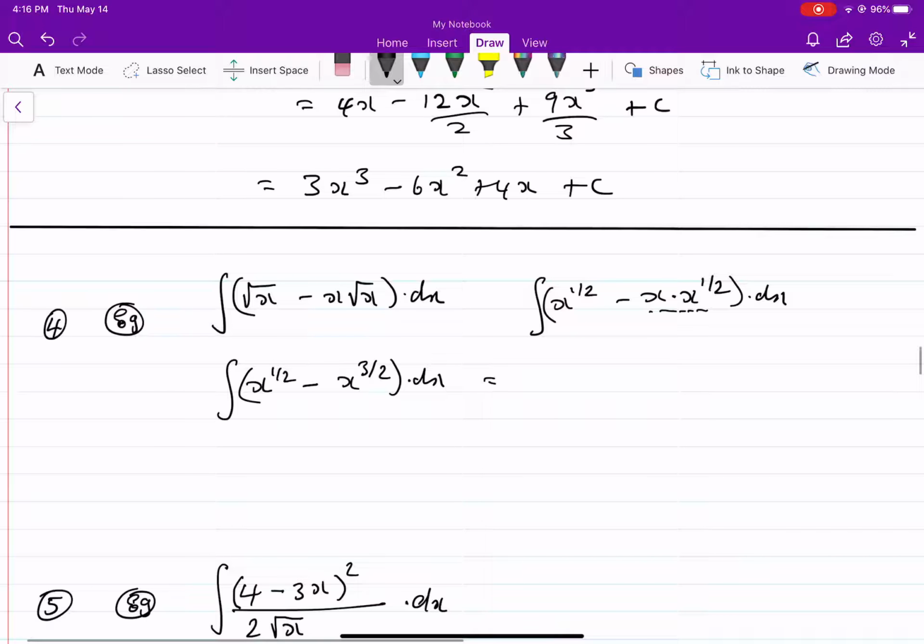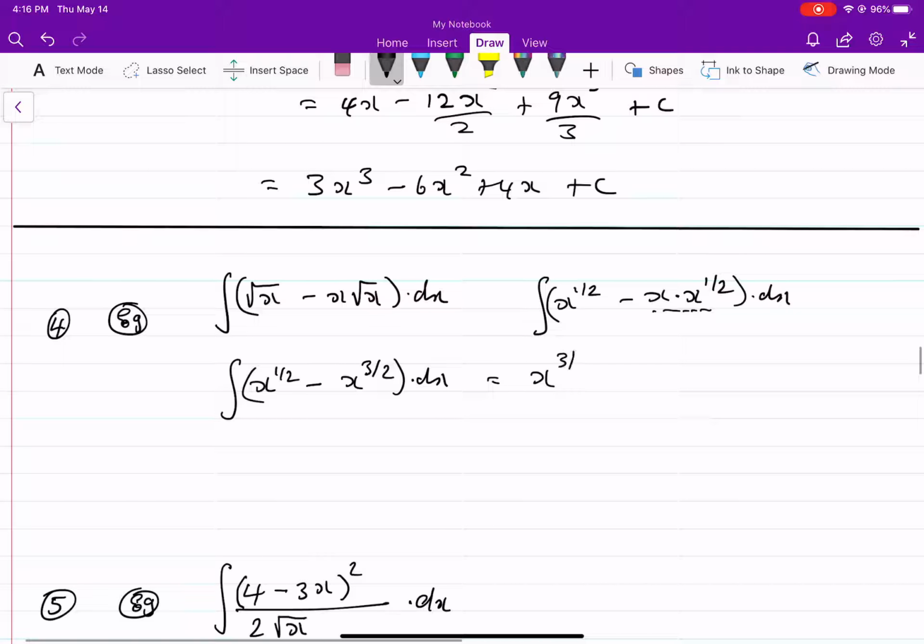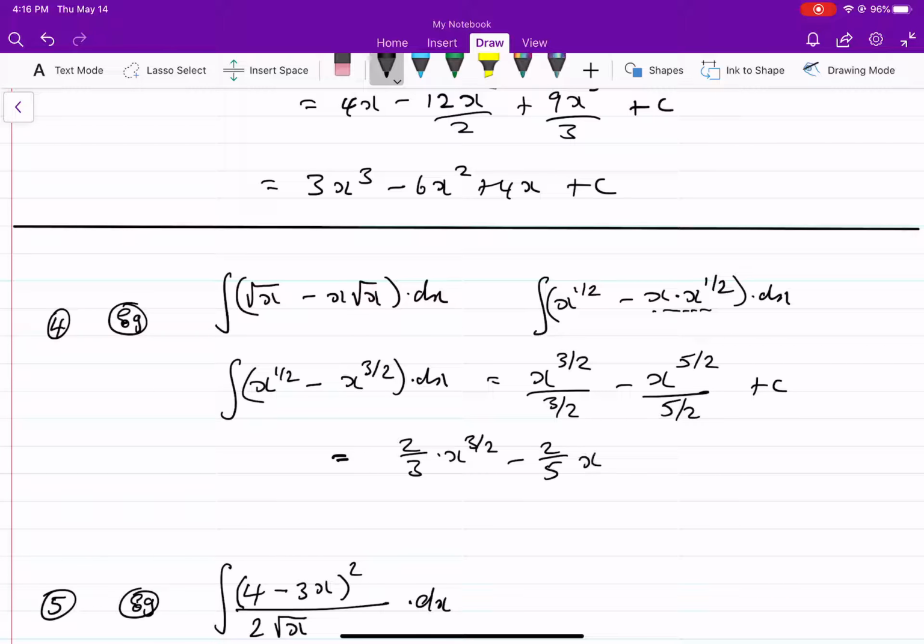I can integrate. This becomes x to the half plus 1, that's 3 halves, divided by 3 halves, minus x to the 3 halves plus 1 is 5 halves, divided by 5 halves, plus c. If I tidy this up, if I divide by a fraction, everybody knows by now you upturn and multiply. So this would be 2/3 times x to the 3 halves minus 2/5 times x to the 5 halves, like so.